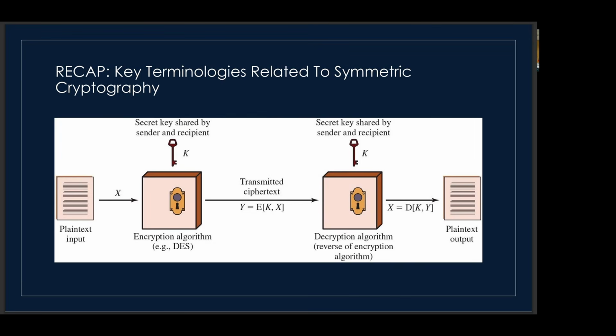So the equation becomes y equal to E_k(x), meaning x is the plain text. The plain text has been encrypted. E is encrypt, k is the key, and the plain text is encrypted using the encryption algorithm and becomes y. Y means ciphertext, the unreadable and not understandable format.